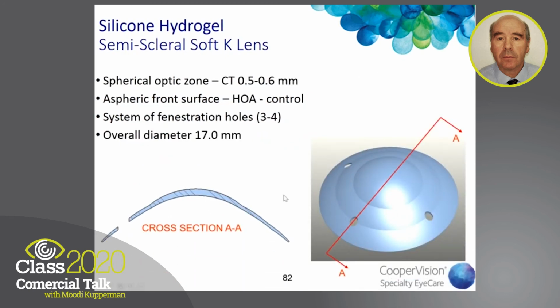This is the sketch of the lens. We have 3 holes for the toric design, just to show where the lens is stabilized, and 4 holes for the normal. The lens has a 17 millimeter diameter, and we have an aspheric front surface for high order aberrations. The thickness of the lens is about 0.5, 0.6 millimeter, plus the fenestration and diameter.